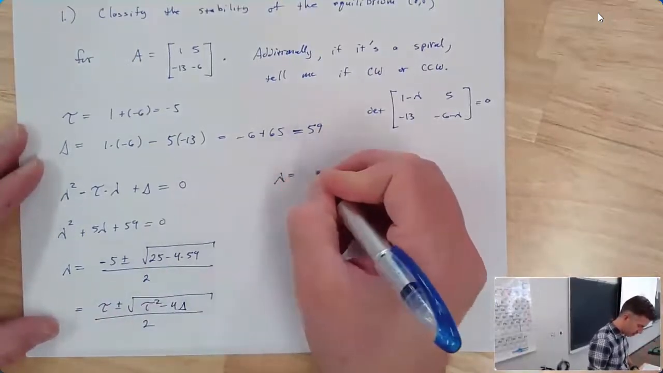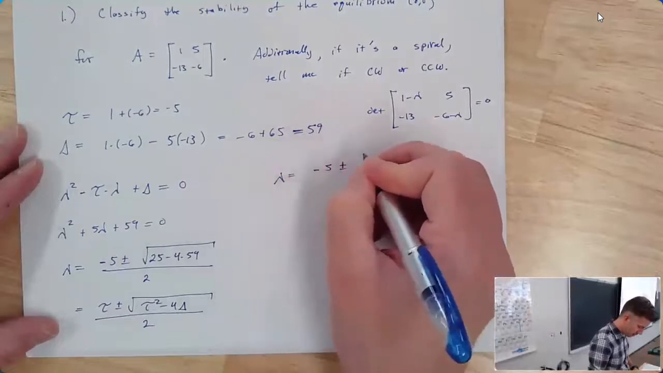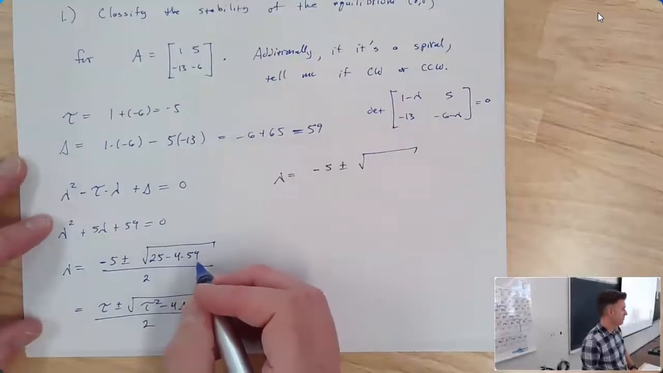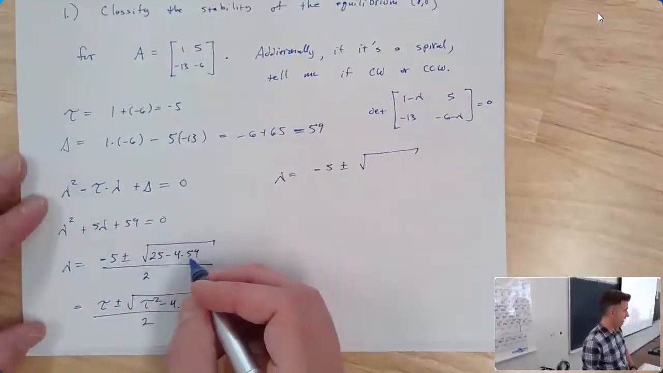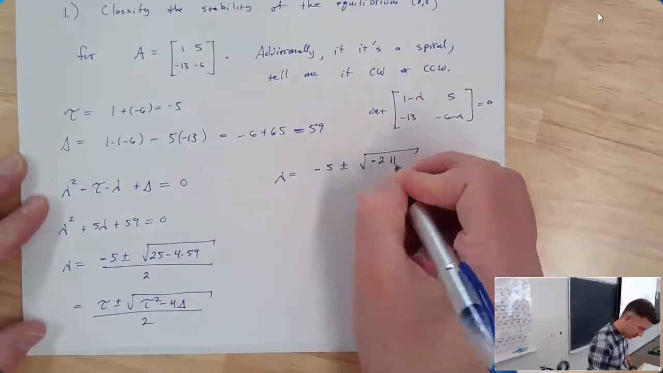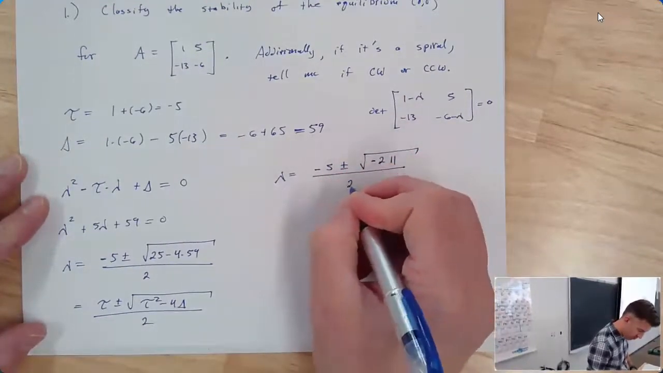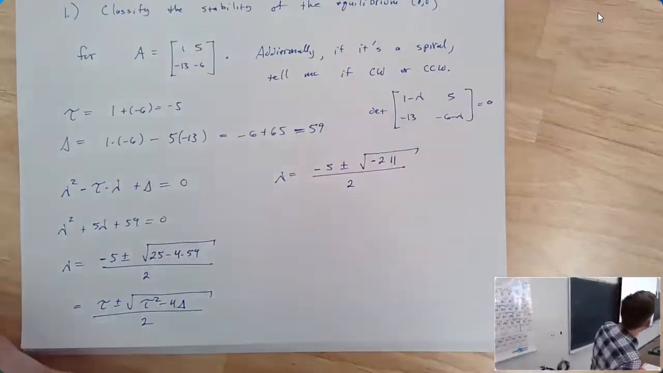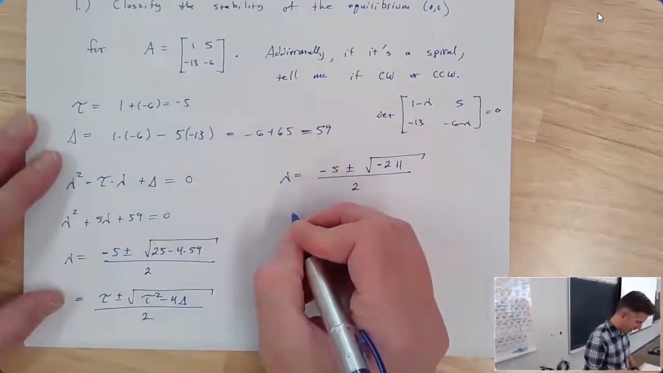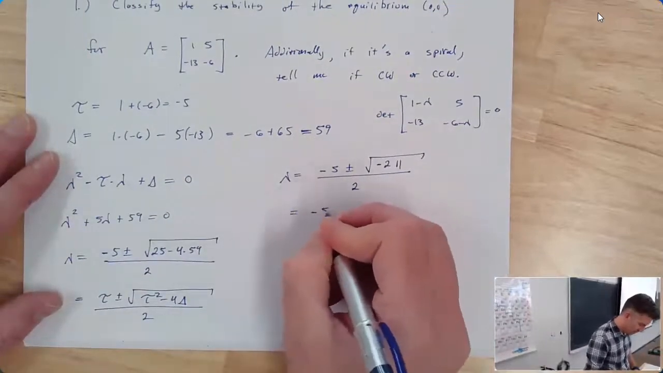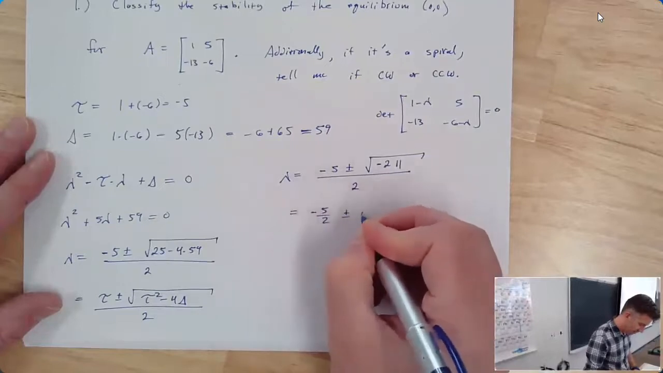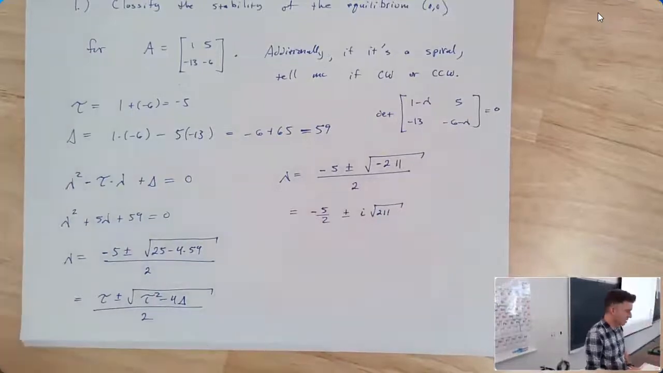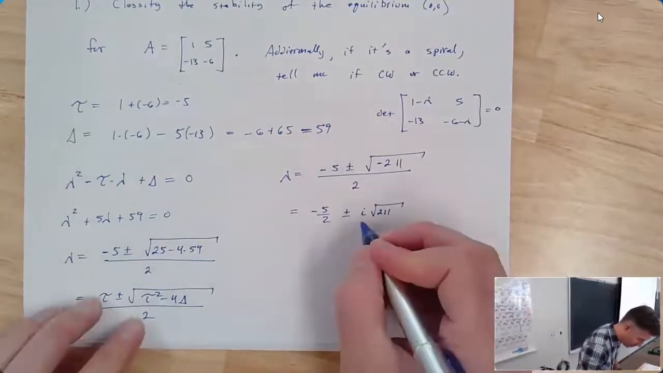So we get lambda equal to negative 5 plus or minus the square root of, let's see, 25 minus 4 times 59 is, thank you, and 25 minus that is going to be negative 211, all over 2. And at this point, I don't really care what the numbers are. Some people might decide to rewrite this, I don't think you need to, but you can write this as negative 5 halves plus or minus i times the square root of 211 over 2.